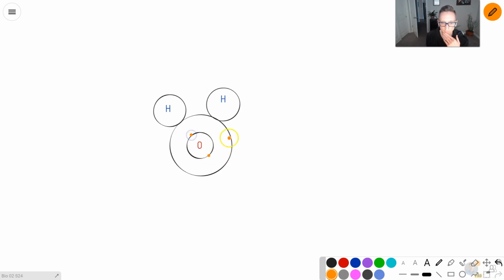1, 2, 3, 4, 5, 6. And then our hydrogens' electrons will look something like that. Okay, so we got a covalent bond here, right? Because they're sharing electrons. There's no donation of electrons.